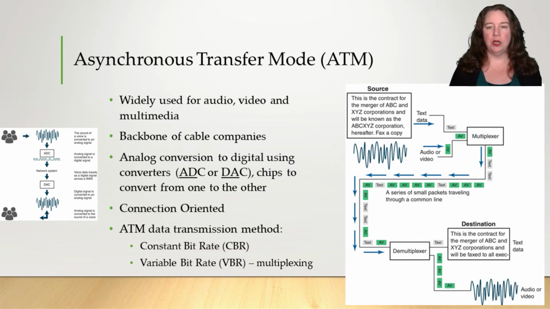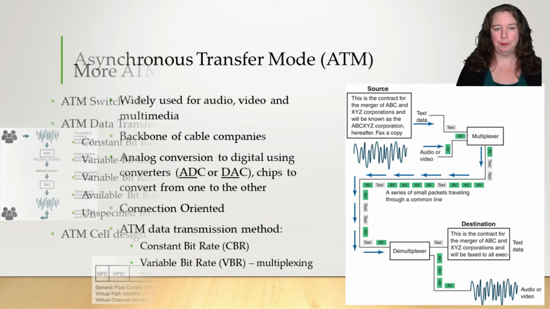So these are both going to be going through. And then when they get to the destination, the demultiplexer is going to split them back out into the text document and the audio visual. So we can get the audio video in one location and the text in another if you need these to come across separately. So that's the basics of how data is going to go through a multiplexer, be converted, run through packets, and come back out when you use ATM, asynchronous transfer mode.